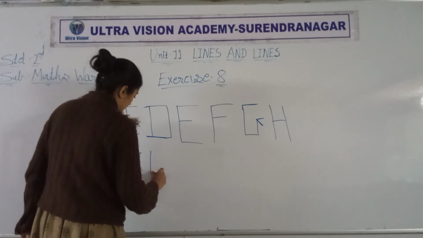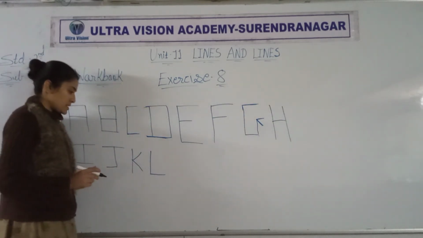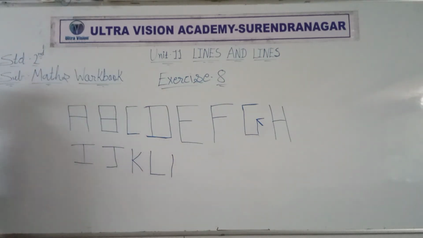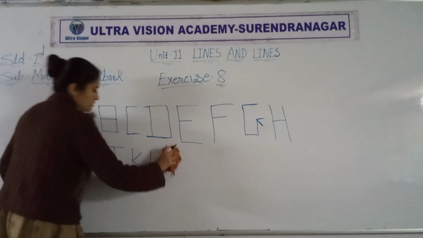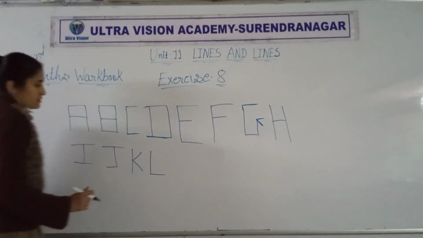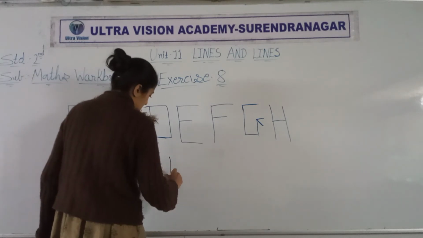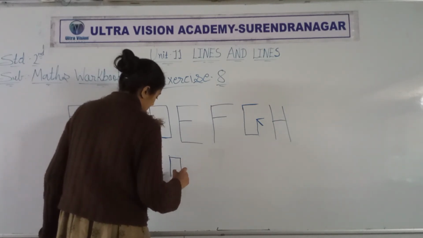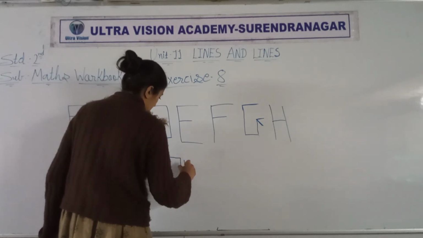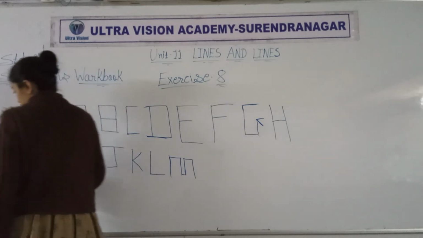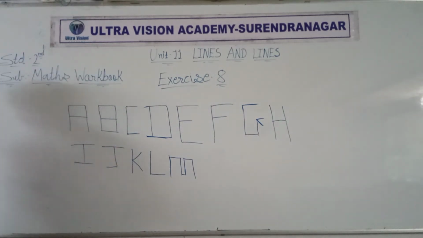Let's make an L. Again M. We have to make here M. We have to use here a standing line, again a sleeping line, again a standing line, again a sleeping line. We have to use here again a standing line, a sleeping line, and also a standing line.